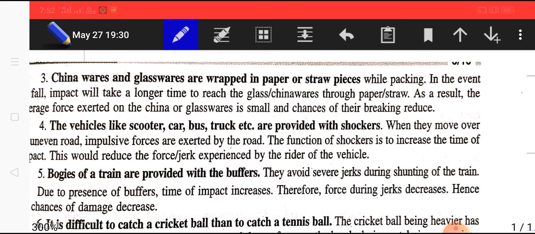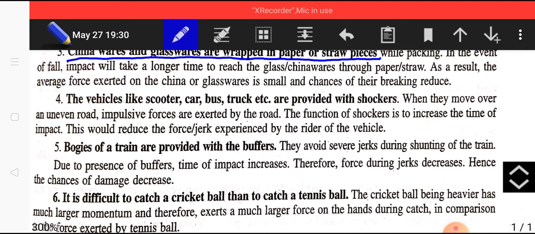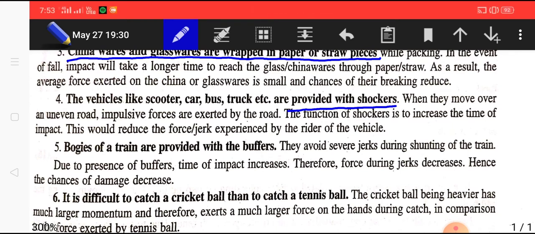China wares and glasswares are wrapped in paper or straw, for the same reason. During transportation, if they get any jerk, then the straws will provide the glasswares extra time. They provide a cushion, and that extra time will decrease the force of impact and reduce their chances of breaking. Vehicles like scooter, car, bus, etc. are provided with shock absorbers. Shock absorbers do the same thing. They increase the time of impact and we receive lesser force when we are sitting in that vehicle. So it makes our ride smooth and jerk free.